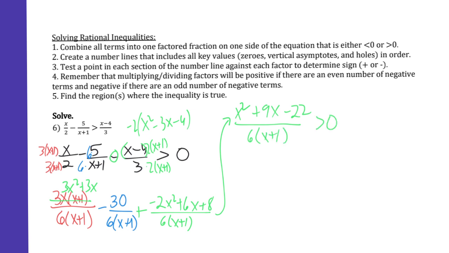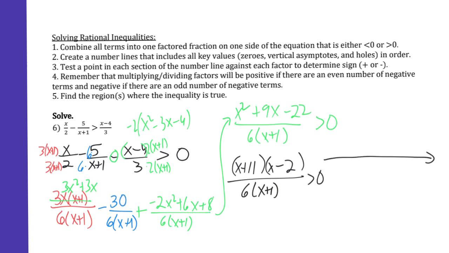You're like, how in the world are we going to do that? Okay, and so the first thing is we want to factor this numerator. And so it does factor into x plus 11 and x minus 2, and then 6 and then x plus 1. And we want that to be greater than 0. And the big thing is you set each of the factors with a letter equal to 0 to get the critical values.